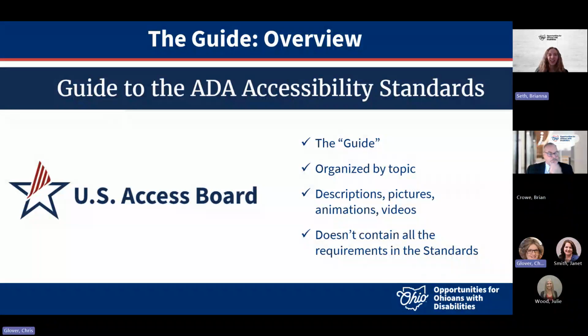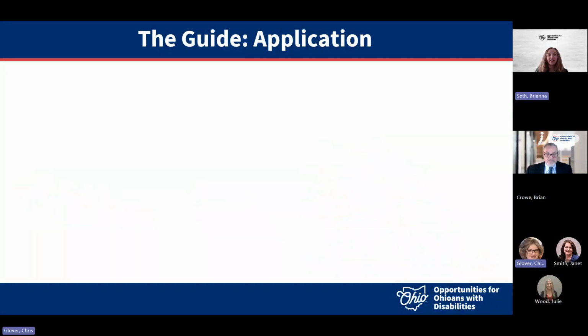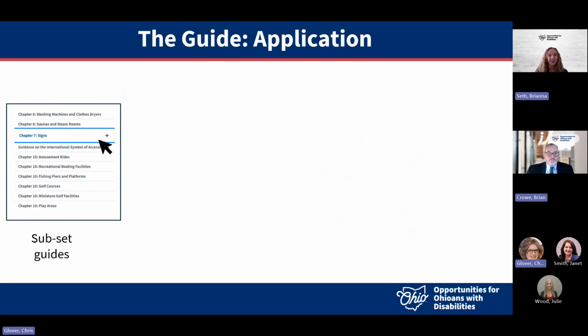Of course. The guide contains many subset guides which are specific to aspects in the standards. For example, Chapter 7 provides information about signage, including the scoping and technical requirements. The guide hyperlinks to the reference standards. That is helpful, Brianna. So if organizations are looking for guidance specific to accessible routes or parking spaces, they can visit that guide for more information.